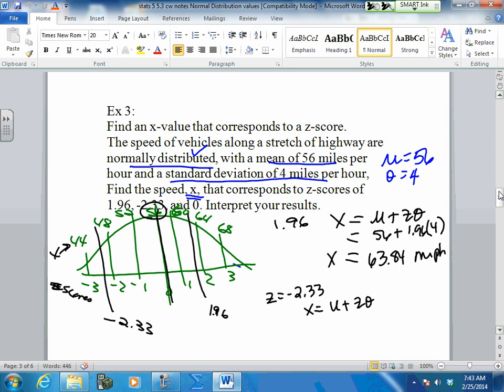This is a nice little transformed formula. You can put it into the original z-score, but you have to keep working with it each time. So we take your mean, we take your standard deviation, we multiply it by your z-score, and we come out with 46.68 miles per hour. And we said that would be somewhere between 44 and 48, so we're right on target with this.